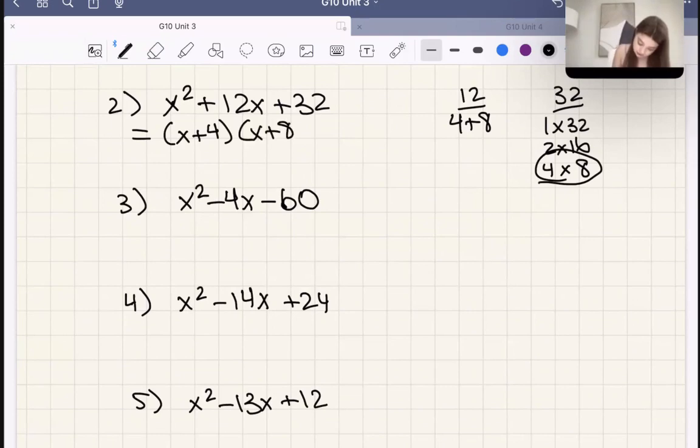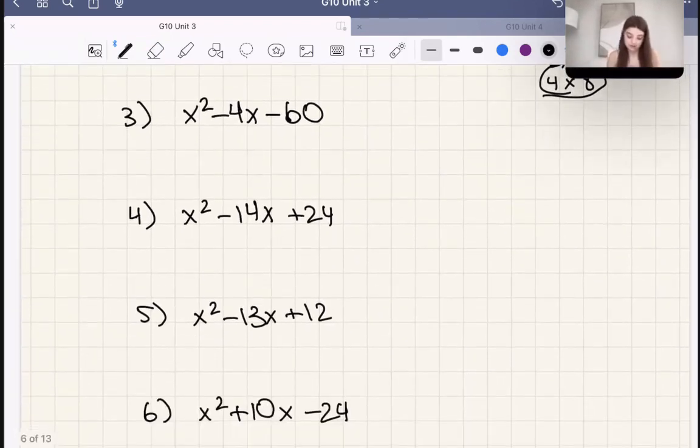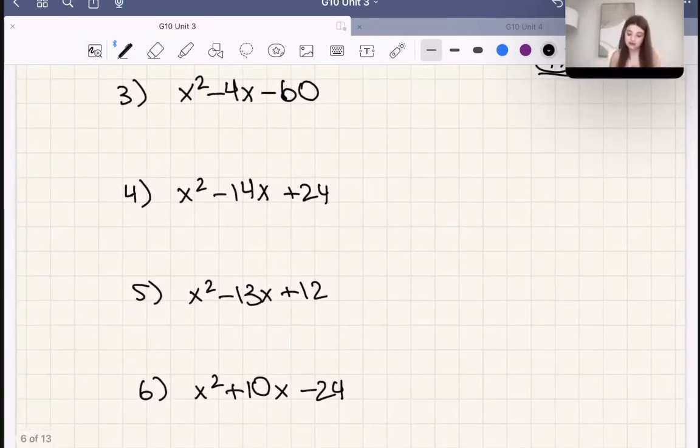And I think that's the most common mistake students make, is they'll try to find something that adds to B before they try and find something that multiplies to C. And I always say, definitely do the opposite. It'll be a lot faster. It's not that you can't get the answer by doing it the opposite way, but it could take you much longer. Okay. All right. So for example 3, what are two things that multiply to 60 and add to negative 4?